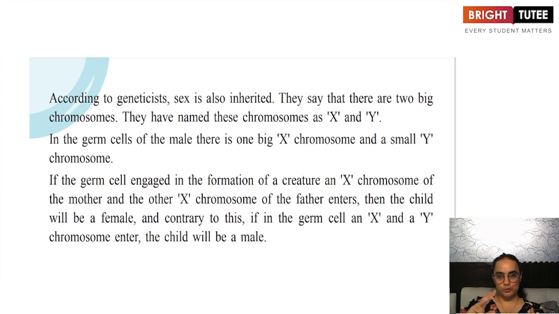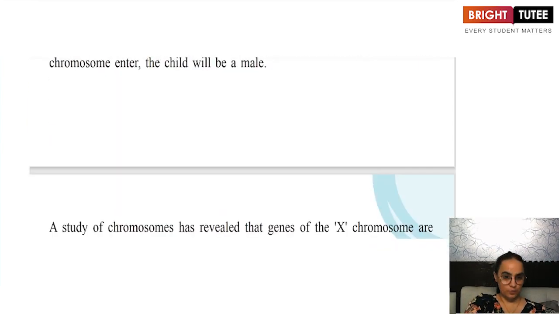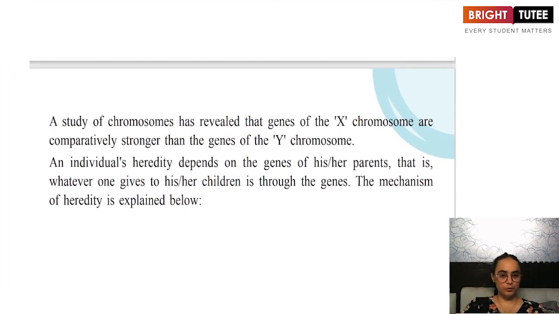So there are different chromosomes and the chromosomes have been classified as X and Y. X chromosome is the big chromosome and Y chromosome is the small chromosome. If the X chromosomes of both the mother and the father meet, then a girl is born, and if one is X, one is Y, then it is a boy who is born. So this study of the chromosomes has revealed that obviously the X chromosome is strong. We know it is bigger, so it is a strong chromosome as compared to the Y chromosome.